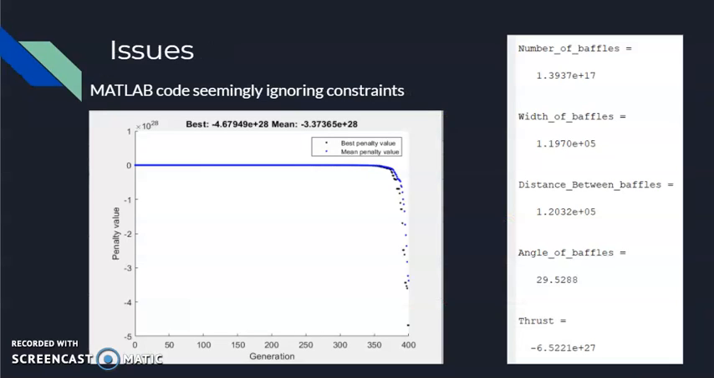So the issue that I've had so far is that the MATLAB code is seemingly ignoring the constraints. You can see that this thrust value is ridiculously high, and so are all of the variables: the number of baffles, the width of the baffles, and the distance between them. These are all ridiculous values in the millions and the billions. The width of the baffles there is in the tens of thousands, which, being in inches, is just ridiculous. Obviously, clearly higher than the 3-inch limit that we have on the total device.